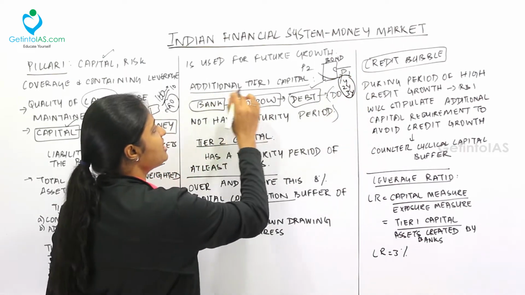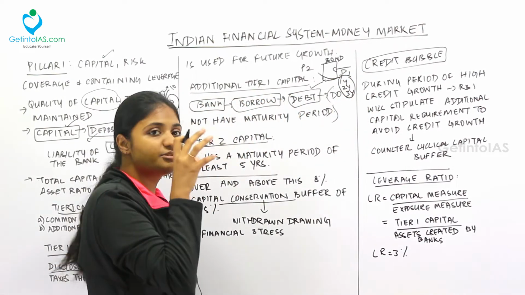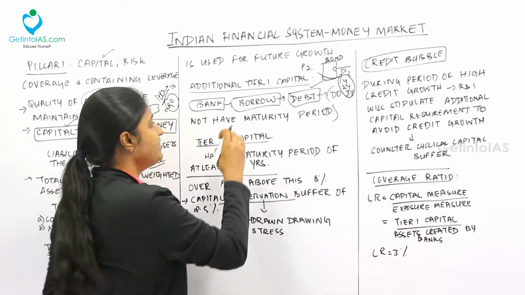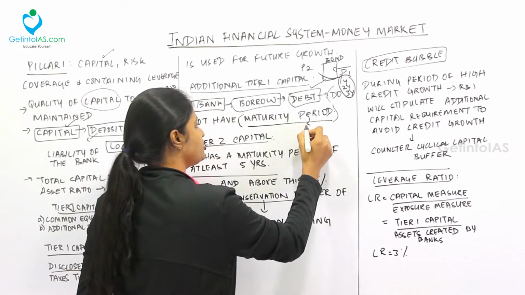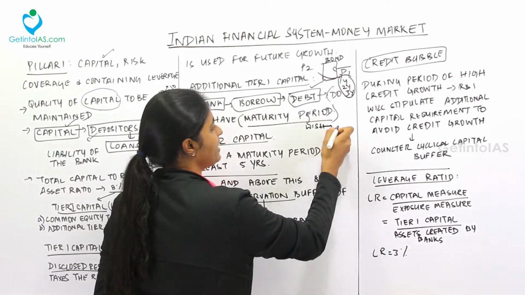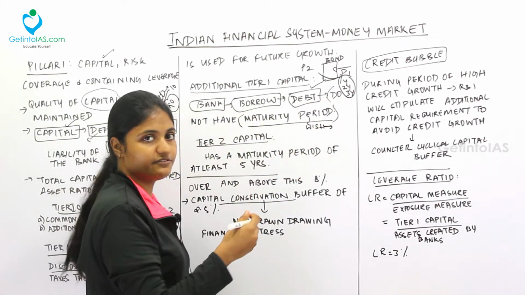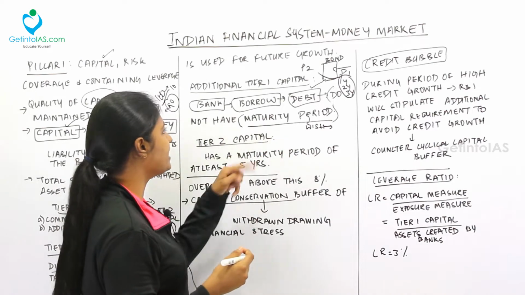But under additional tier 1 capital, the bank is borrowing a certain amount, right? That amount has no maturity period. It is the bank's wish. The bank will decide when they should pay that amount to the borrowed person. Next, coming to the tier 2 capital.